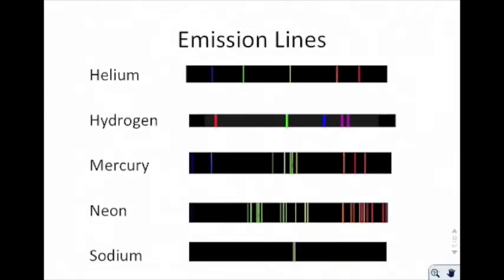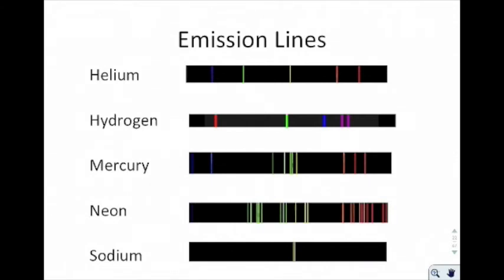So here are some emission lines. You see the emission lines for helium, hydrogen, mercury, neon, and sodium. What you can do is use these emission lines to identify an unknown element if you were given the standards. So if I were to give you a standard set of emission lines like this and then give you another spectra, you should be able to tell me which elements are present.